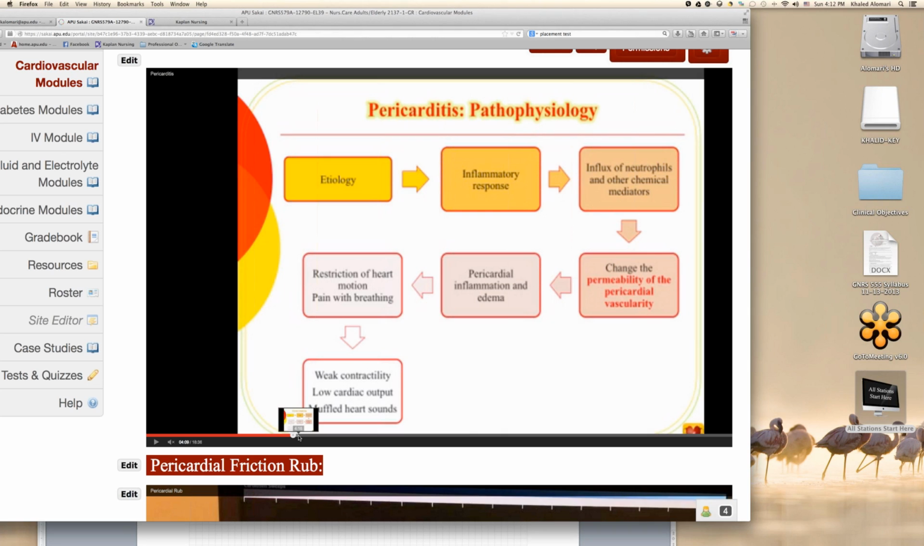the height of the QRS. We said if you see it longer than normal, that's usually an indication of hypertrophy. And if you see it shorter than normal, that's an indication of restriction of the heart movement.